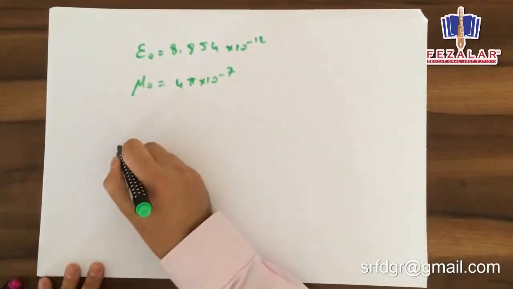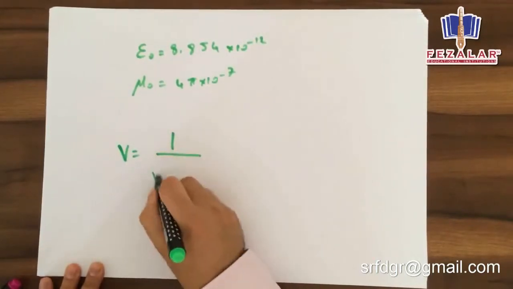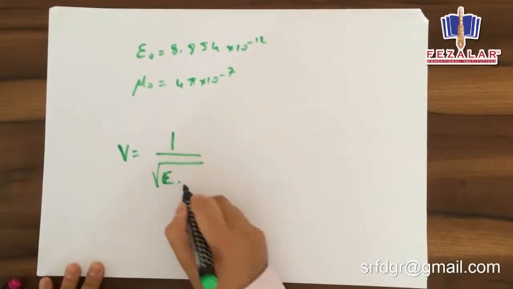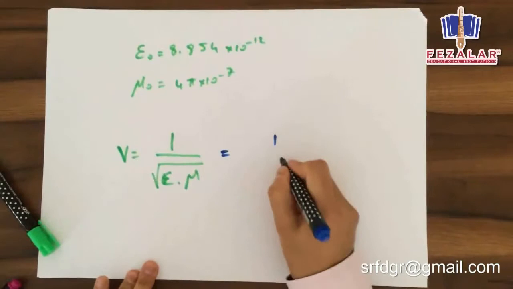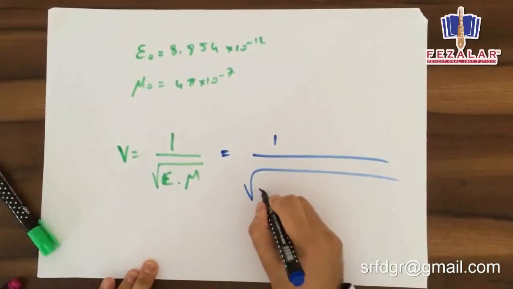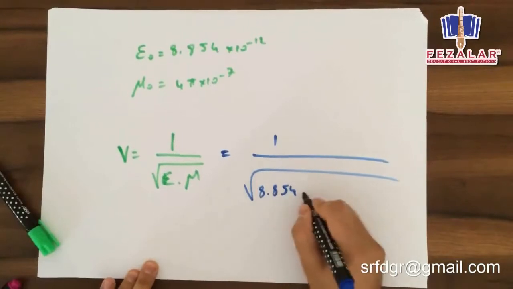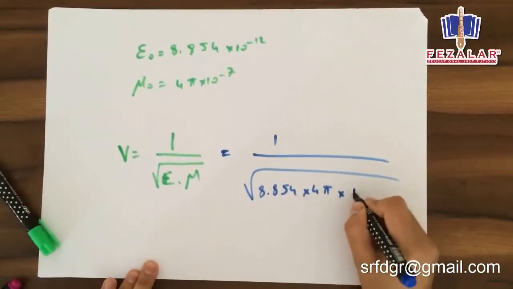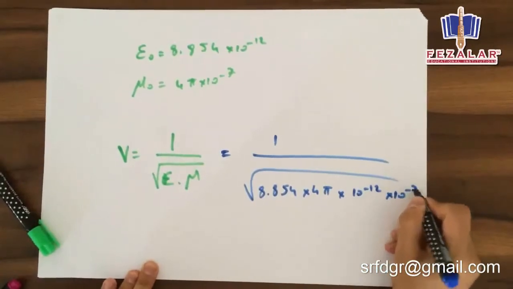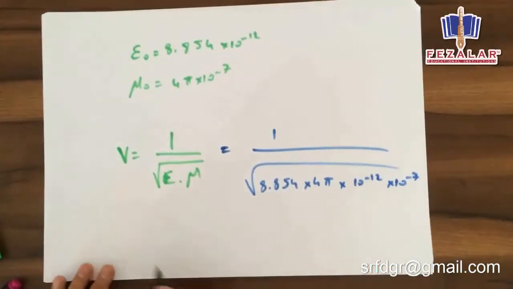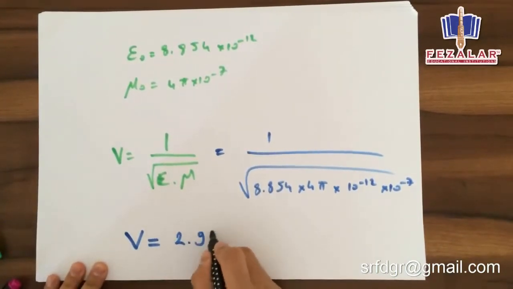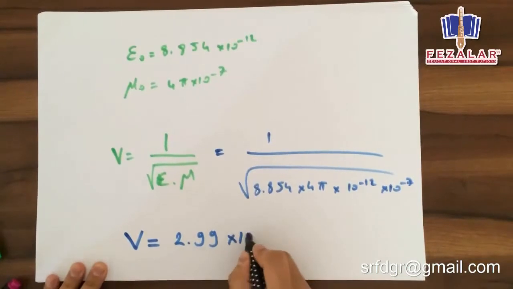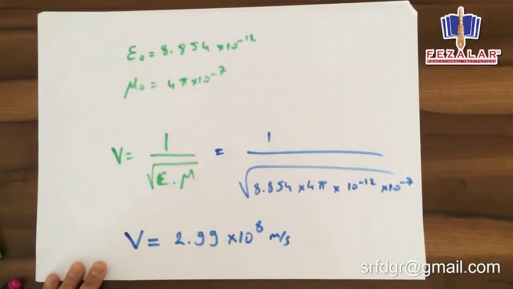Let's use our formula. V equals 1 over root of epsilon times mu. Let's place numbers: 1 over root of 8.854 times 4 pi times 10 to the minus 12 times 10 to the minus 7. At the end, the speed will be 2.99 times 10 to the 8 meters per second, and it is approximately equal to the speed of electromagnetic waves.